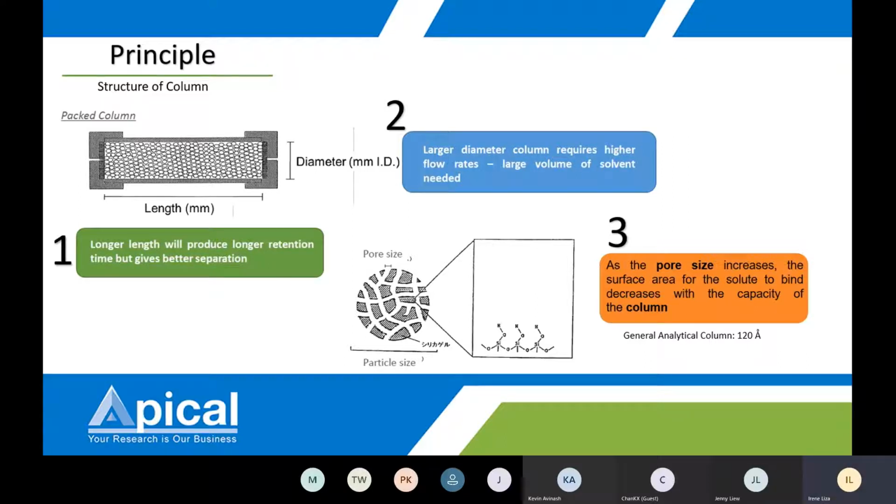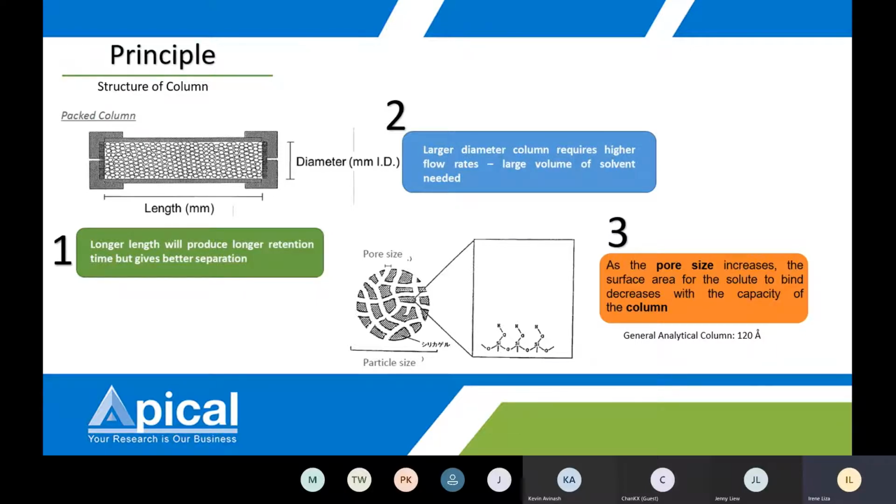How about the diameter? A larger diameter means it requires a higher flow rate, so you need a larger volume of solvents. This also depends on what type of diameter you want. We also have a range to distribute from Cosmosil.